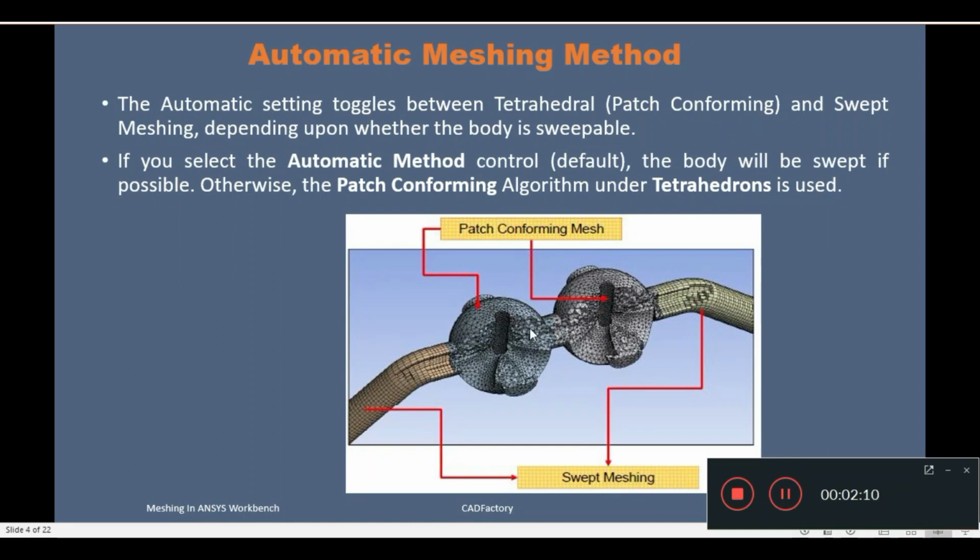So here the example is given. Here are two components. The first one is sweepable. It is a pipe. Sweepable means the geometry has a pair of identical faces or topological faces at the two ends, and the mesh is going to be created at one face and swept to the other end. This is known as a sweepable body. So this is a pipe, and sweep meshing is carried out on this pipe. The second is another part, it is unsweepable, and the patch conforming mesh is carried out on this part.